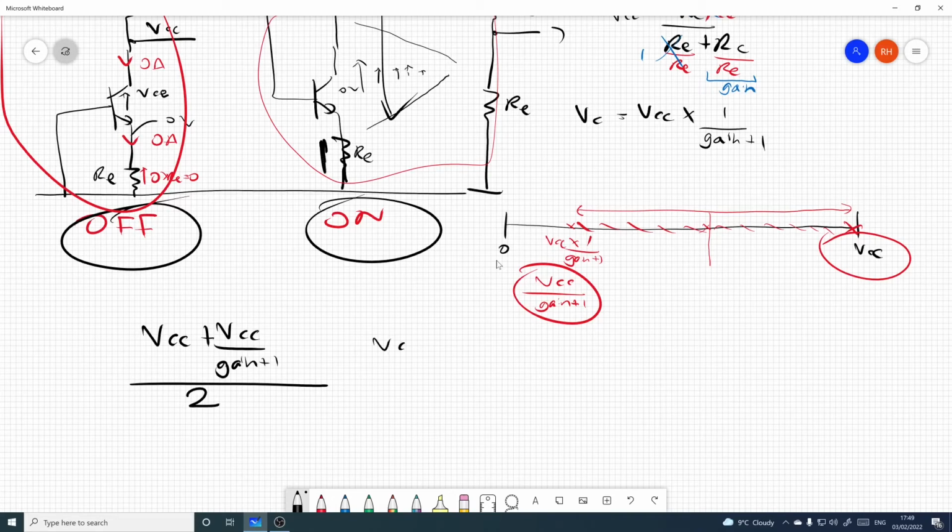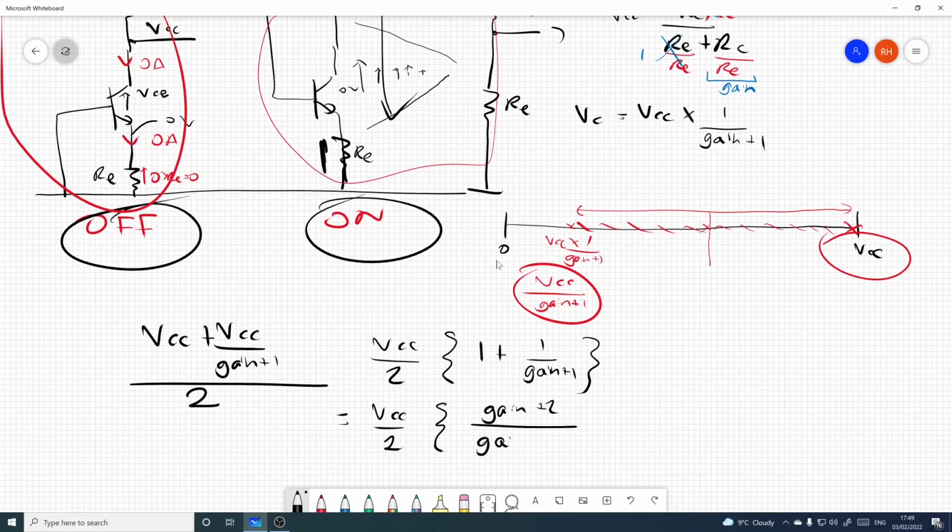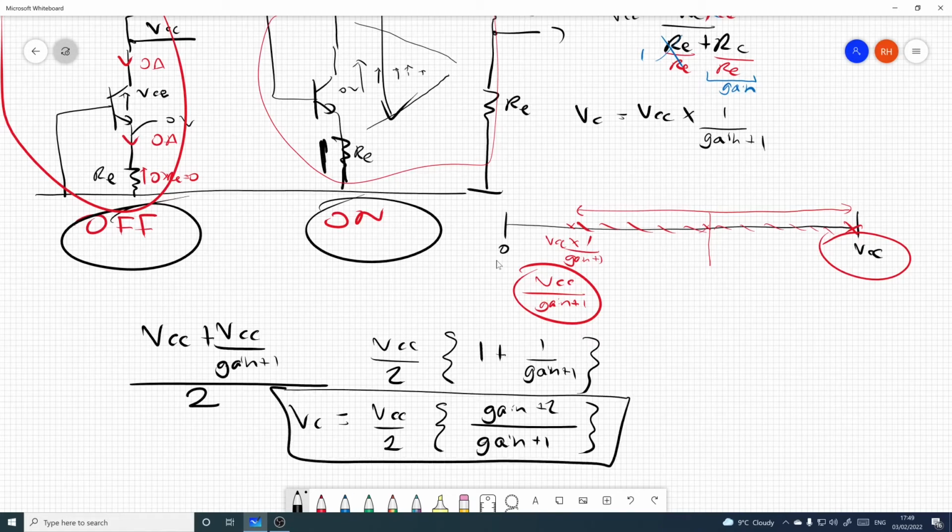Now I could slightly reword that as VCC over 2 times 1 plus 1 over gain plus 1, or again I could put everything over gain plus 1 and say that's equal to VCC over 2 times gain plus 2 over gain plus 1. This is your optimum bias point to allow the largest possible voltage swing output. Okay, so it's not by any means just VCC over 2.